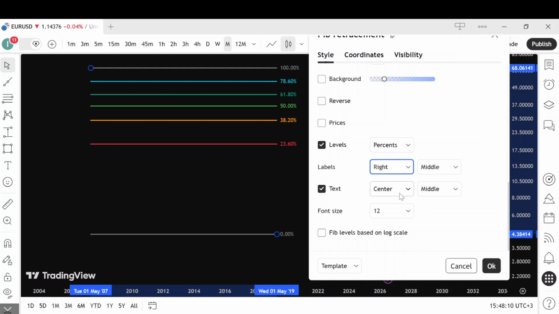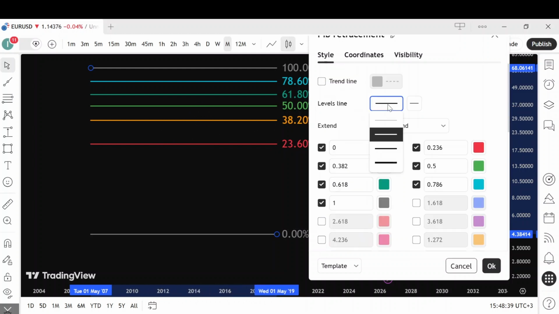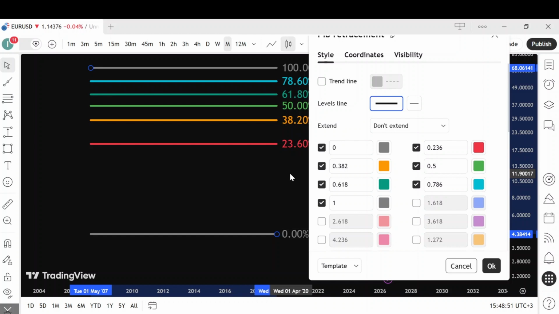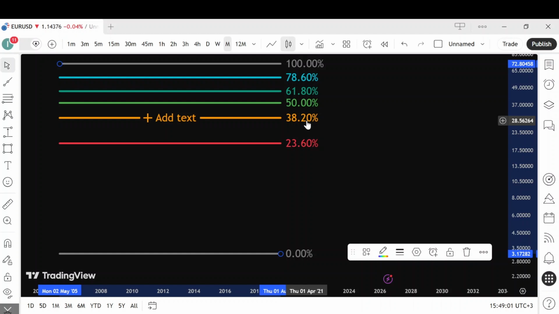We also want to increase the size of these percentages so that we can see them clearly. So where there is text, drop-down menu where there is font size, click on 24 and you can see. Then next, we want to make these lines bigger for us to see them clearly. We then come where there is level, you choose the 1, 2, 3, the first one, click on it. And then here you have your Fibonacci tool.